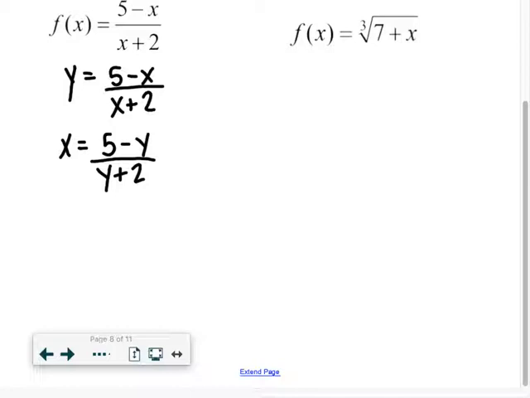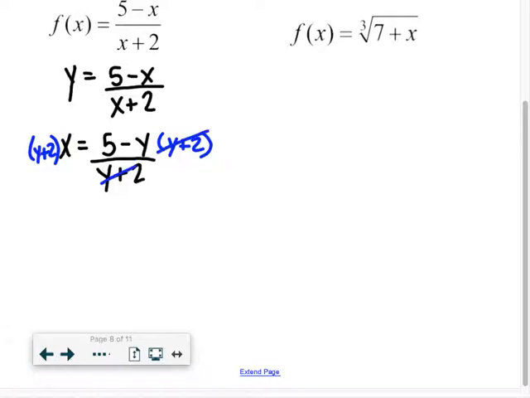Okay, we've switched x and y. Now we want to get y all by itself. What are we going to do first? Multiply by the denominator, y plus 2, on both sides. So like Tristan had done on that number 4, we don't want y in the denominator anymore. So multiply by y plus 2. Some of you may also call this cross multiplying. That's the same thing, so that's fine.